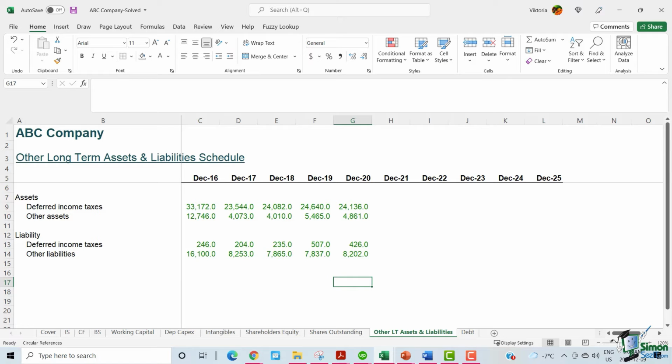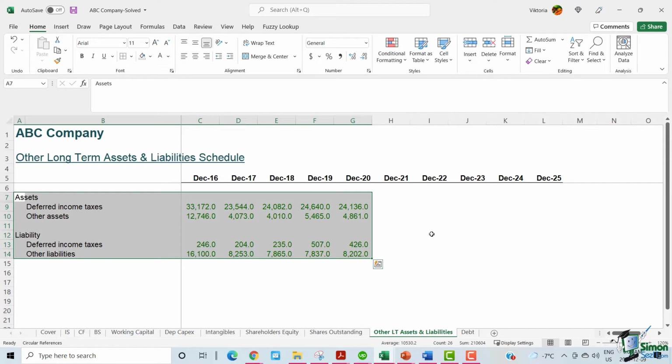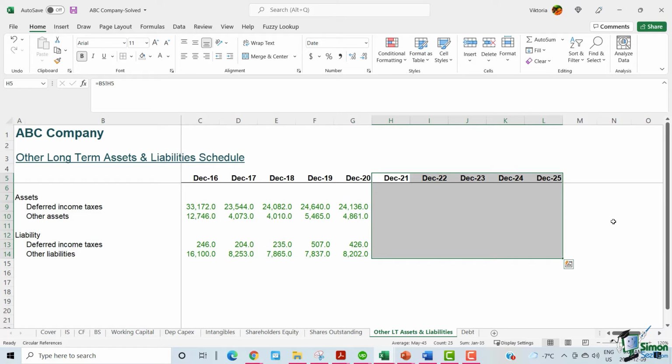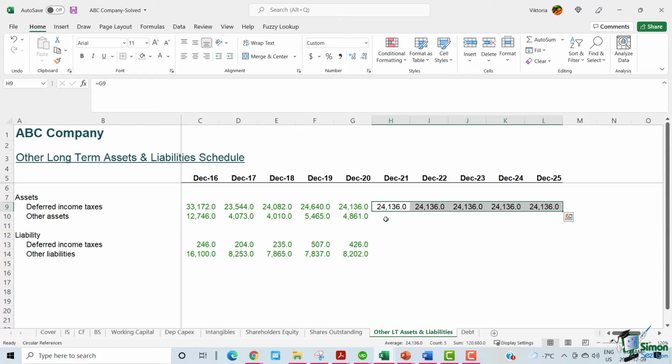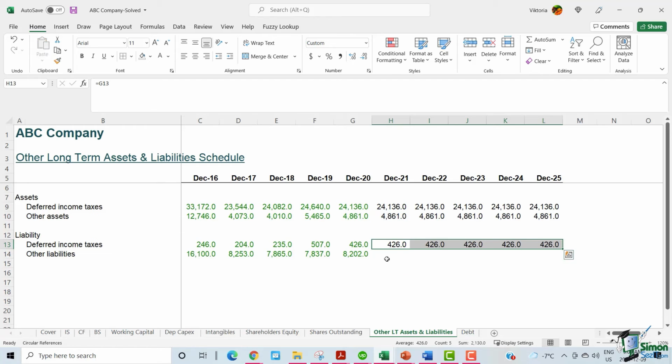When forecasting long-term assets and liabilities, these items are normally kept constant for projected years in case of no visible drivers. In case of ABC, we will assume that the long-term assets and liabilities will be in line with 2020. Therefore, the forecast for the future years will be kept constant to the 2020 figures. With that, we have forecasted the deferred income tax assets and liabilities and other assets and liabilities.